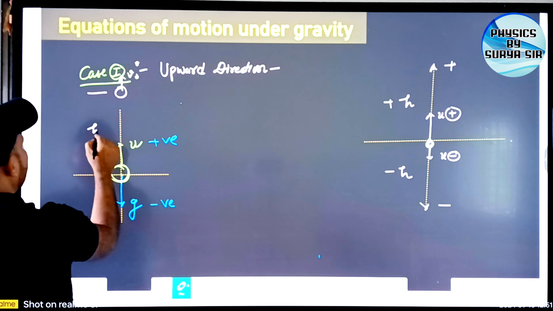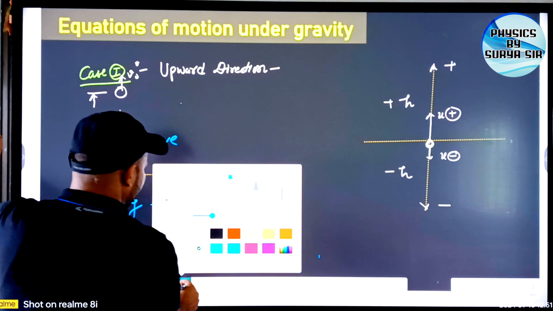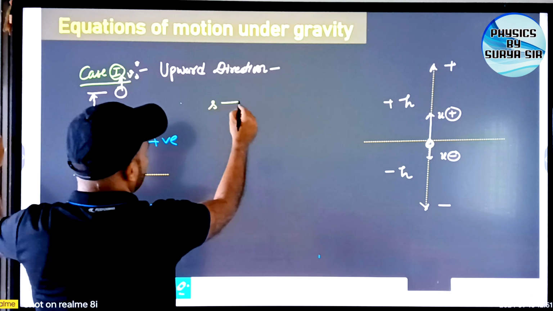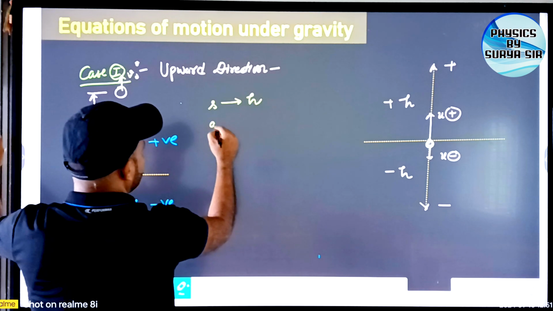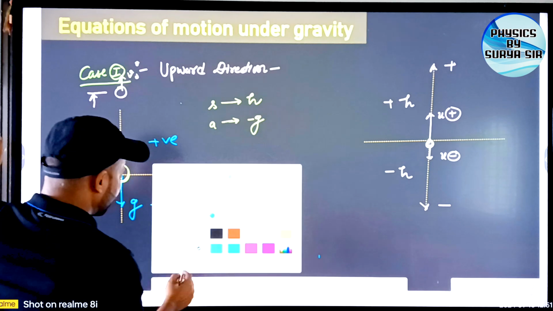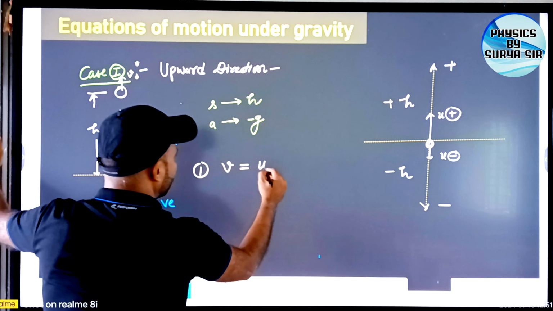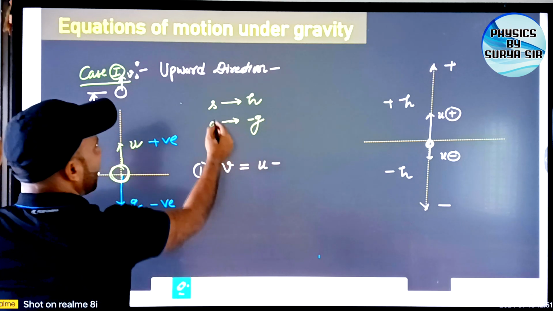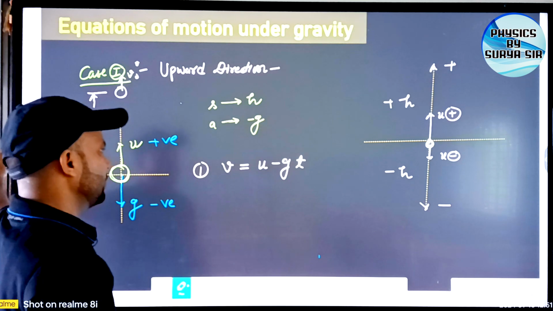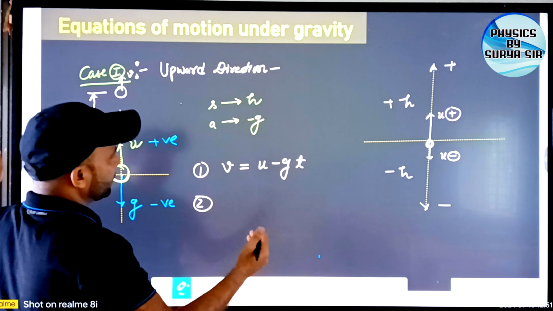So how much displacement will be there? h, and this h will be positive. So in order to write the equations of motion, we replace this s by h, and this a by minus g. Okay. So what is the equation? The first equation is v is equal to u plus at. In the place of a we will write minus g, so v is equal to u minus gt. The second is s is equal to ut plus half at square.